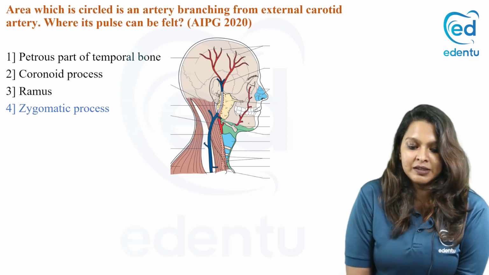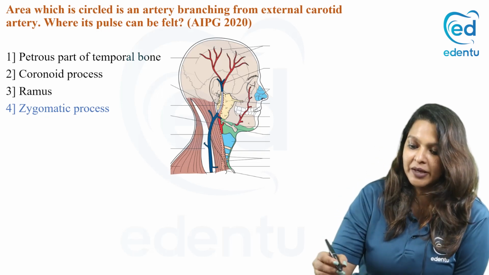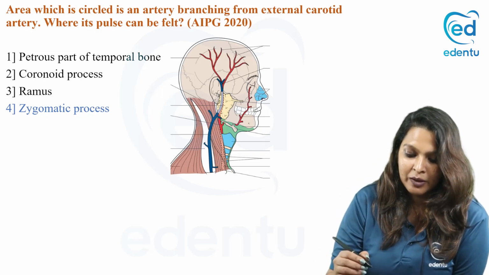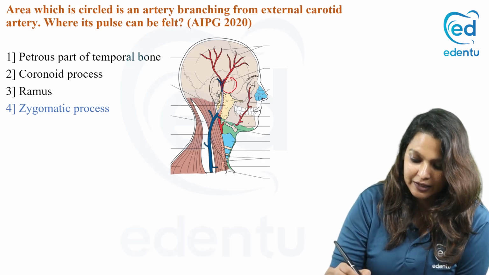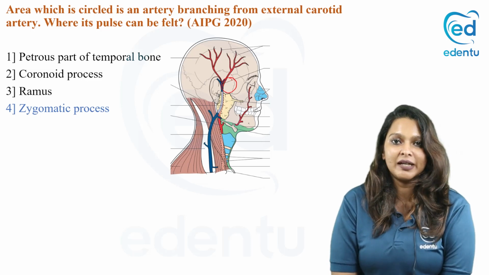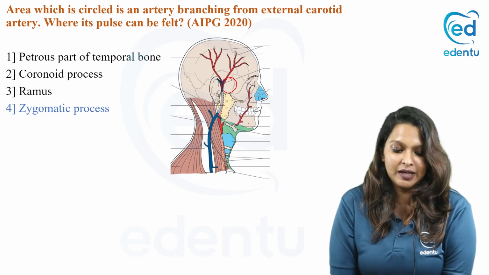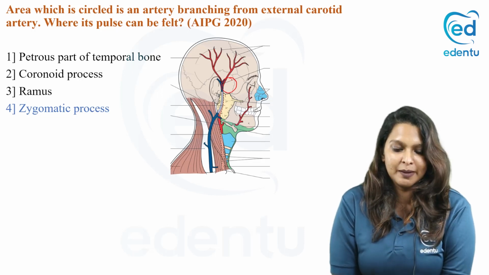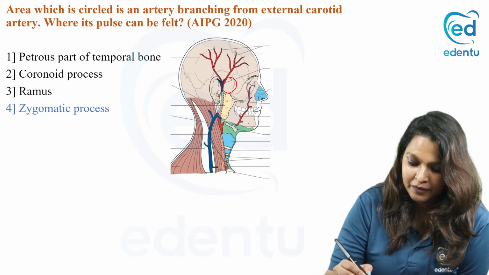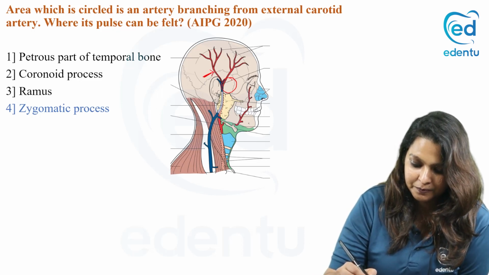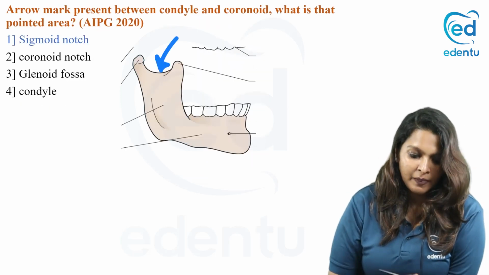The first question is, the area which is circled is an artery branching from the external carotid artery. What pulse can be felt here? Okay, the area circled here is the zygomatic process, and the pulsation that is felt here is the superficial temporal artery pulsation. This is the artery that has been marked. It is felt over the zygomatic process.